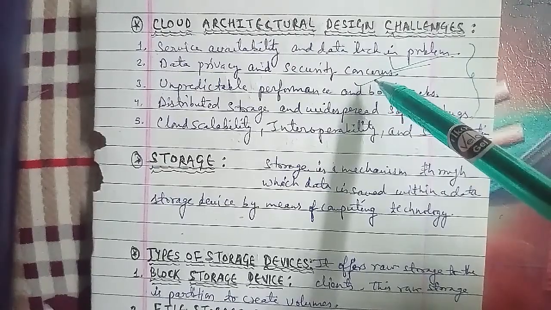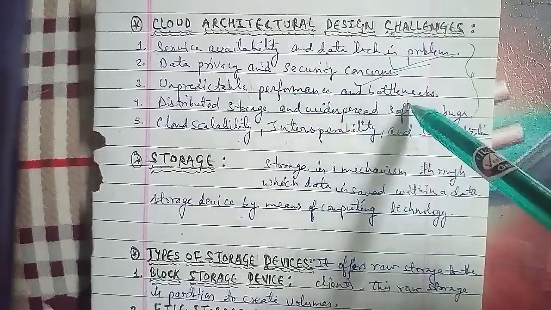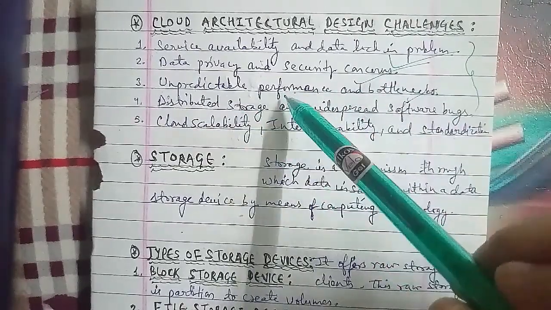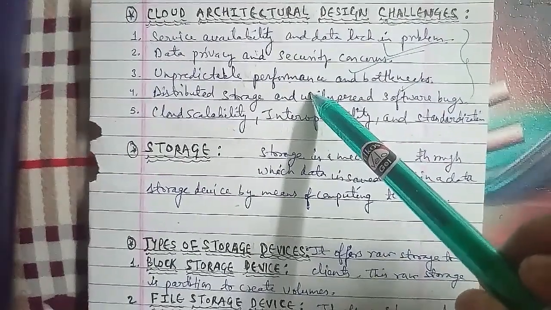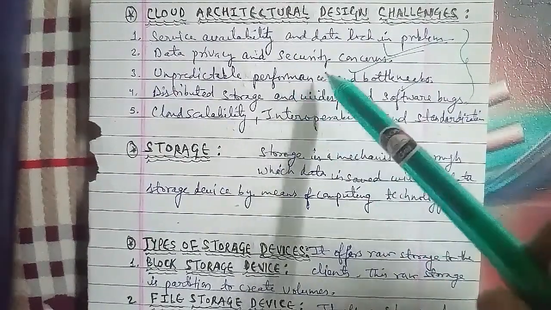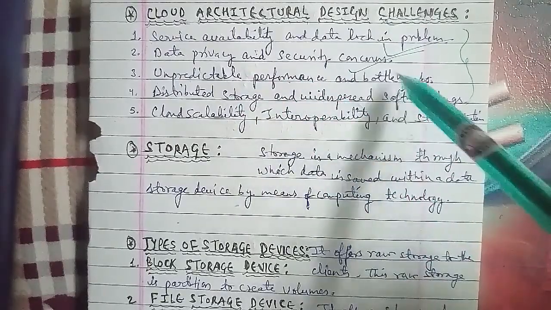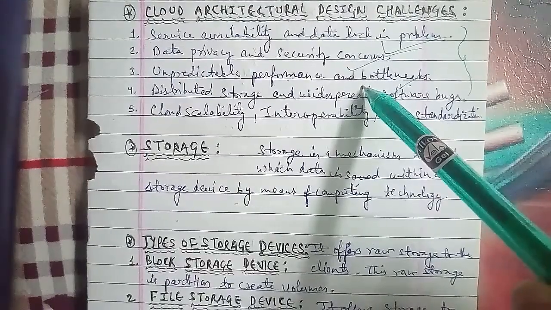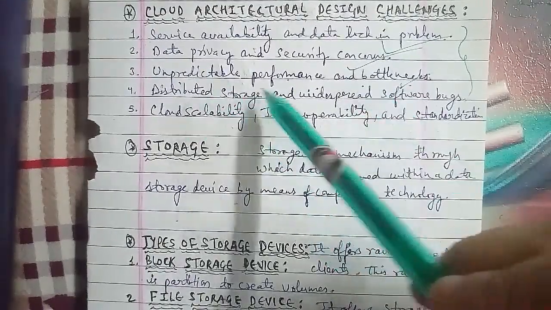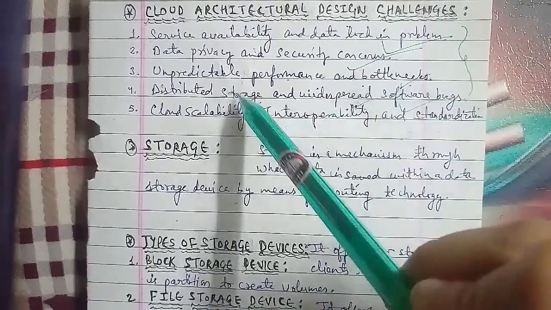And the first is service availability. So if they ask you to define the cloud architecture design challenges, here they are. Service availability and the data lock-in problem. Second, data privacy and security concerns. Third, unpredictable performance and bottlenecks. The fourth is distributed storage and widespread software bugs, and the fifth is cloud scalability, interoperability, and standardization.